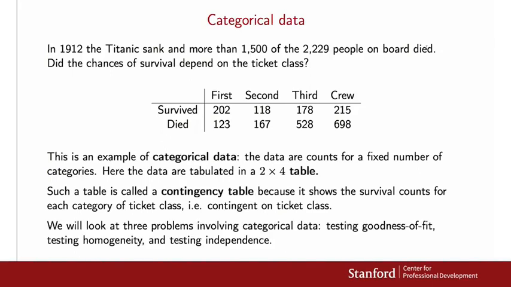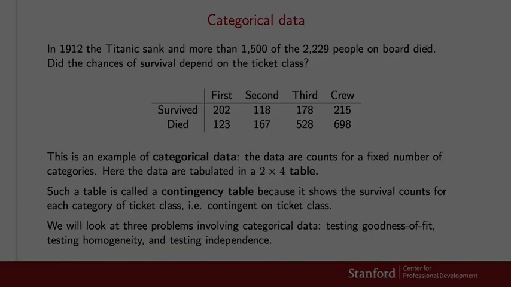We will look at 3 problems that involve categorical data. They all use the chi-square test. These problems are testing goodness of fit, testing homogeneity, and testing independence.